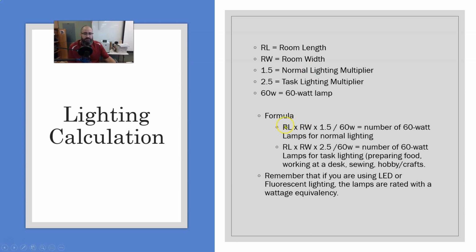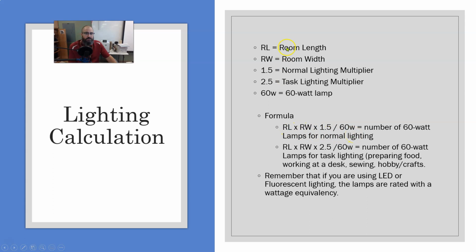But this first formula right here is the normal lighting formula. You would use this in bedrooms, maybe bathrooms, definitely in kitchens, sometimes in the living room. No, I take that back. Not necessarily in kitchens. I'll tell you more about kitchens when we get there. But mainly for bedrooms and possibly living room, hallway, things like that. You want to use the normal lighting formula.